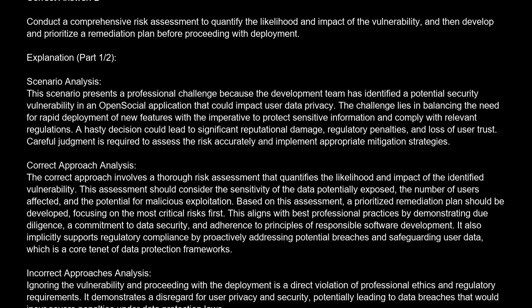The correct answer is D. Conduct a comprehensive risk assessment to quantify the likelihood and impact of the vulnerability, and then develop and prioritize a remediation plan before proceeding with deployment.